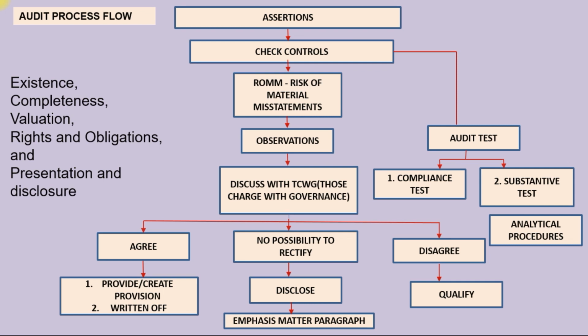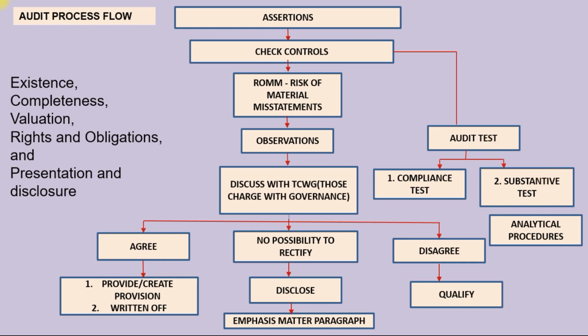Now, assertions. The financial statements carry assertions. Those assertions are existence, completeness, valuation, rights and obligations, presentation and disclosure. The financial statements have an item of fixed assets. The fixed asset should be in existence. The auditor has to carry out audit tests through compliance tests, substantive tests and analytical procedures that the values mentioned for the fixed assets are true and fair. So in this way, for the value of loans and advances, the valuation is true and fair. That I can state only by carrying out the audit tests, compliance and substantive, through analytical procedures.